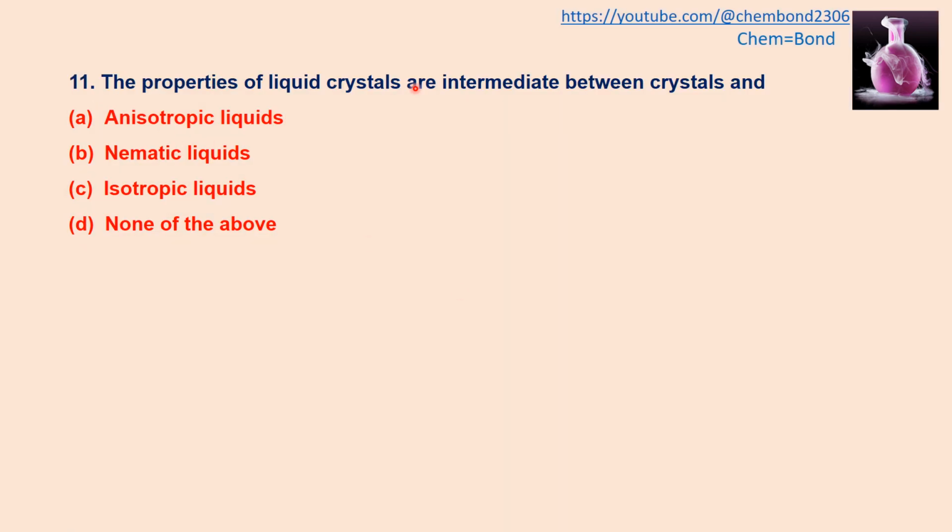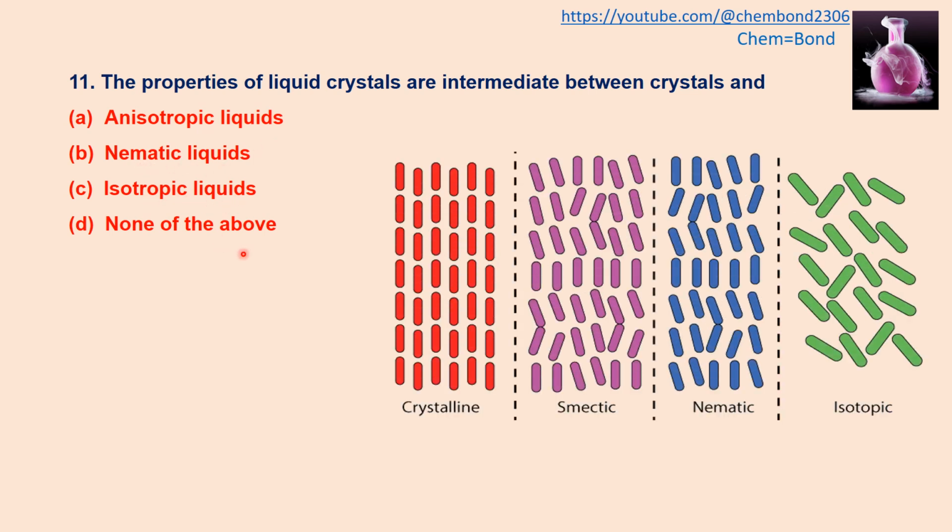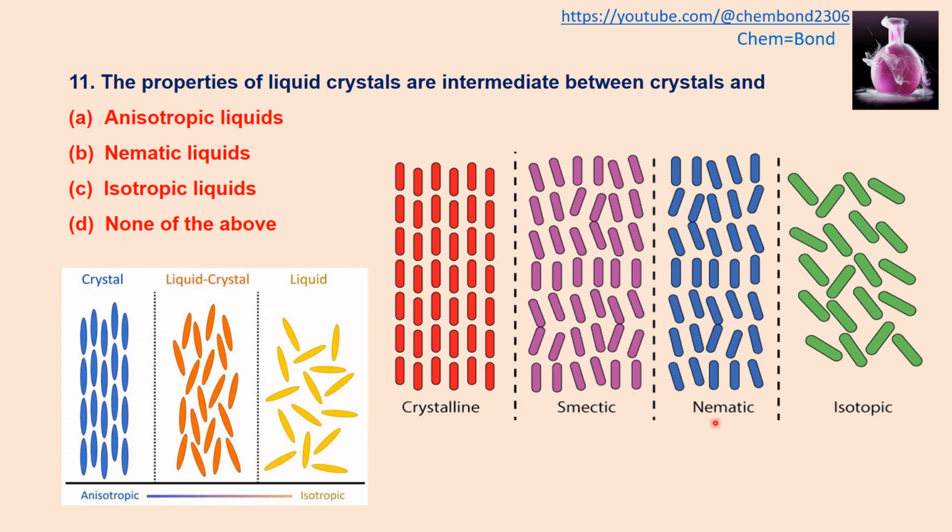The property of liquid crystals: they are intermediate between crystals and liquids; anisotropic liquid, nematic liquids, isotropic liquid, or none of the above. If we look at this structure, between the crystalline form and the isotropic form there is some structure that is known as liquid crystals. The crystal is anisotropic and the liquid is isotropic, and in between there is the liquid crystal. So the option is isotropic liquids.